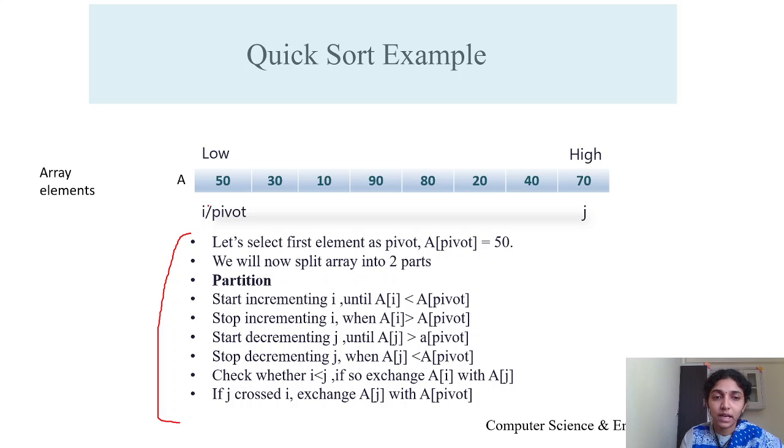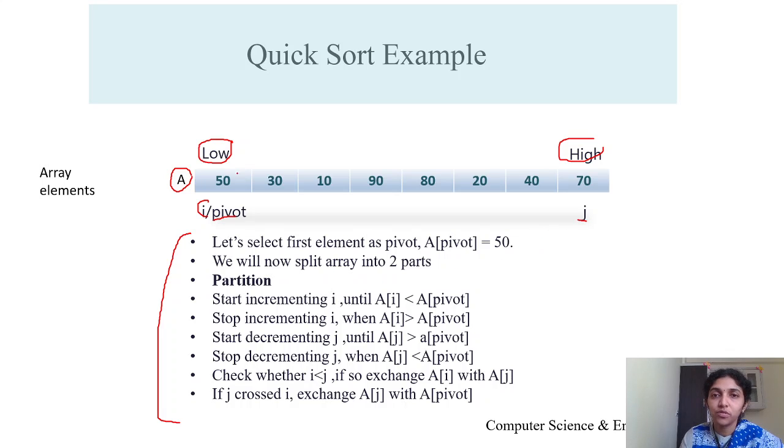Let us say this is a set of array elements and the name of the array is A. The elements in the array are 50, 30, 10, 90, 80, 20, 40 and 70. The array elements are not arranged; they are unsorted, not ordered properly. We are going to use some variables: low, high, i, pivot and j. These are the different variables we are going to use.